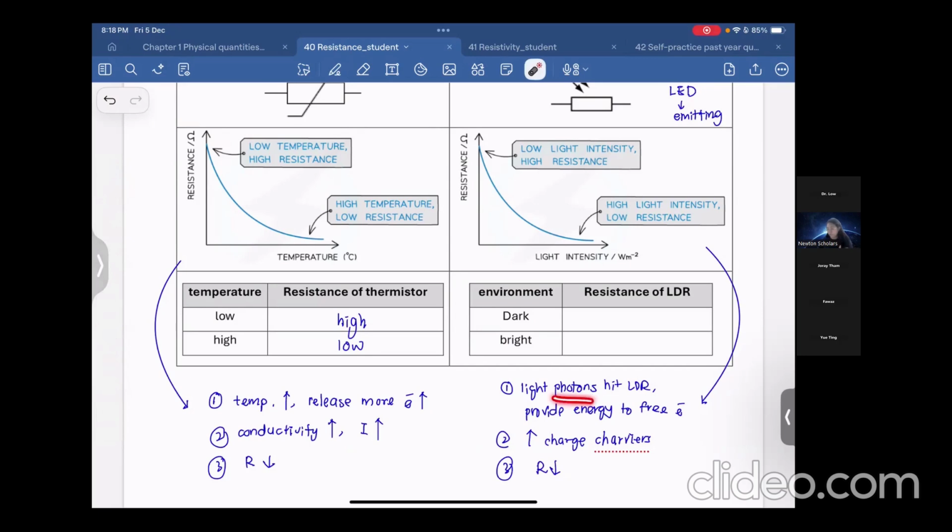If you are a graduate from SPM, a photon is a package of light, one package. So when the light hits the LDR, it provides the energy for the LDR to release electrons. The more electrons you have, the more it can conduct electricity, so the resistance decreases. So here, light intensity increases, resistance decreases because more free electrons are released. When the environment is dark, resistance becomes high. When the environment is bright, resistance becomes low.